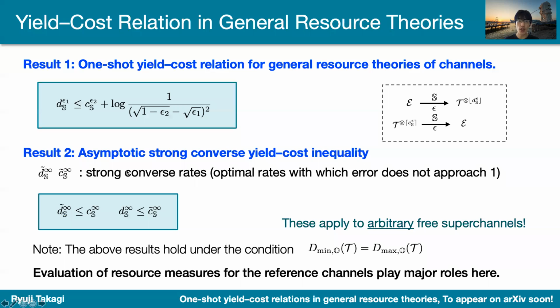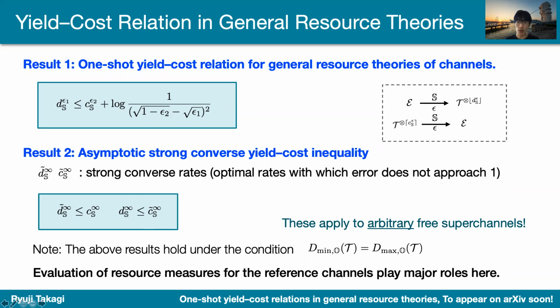In the asymptotic limit, we can even state the strong converse inequality that involves a strong converse rate, which is an optimal rate with which the error does not approach 1. So we can get the following inequalities that have a strong converse rate on either side. In particular, if you are interested in state transformation only, then under some additional conditions, you can identify the distillable resource with the strong converse rate of the distillable resource. Then you will get some double-sided strong converse inequalities here. But we know that these results hold under some condition in terms of the resource evaluation of some target channel T.